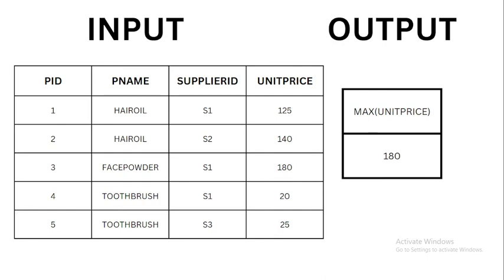Our output will look like this. You will have max unit price as your output column name, and you need to compare the values for unit price to find which is largest among all. Obviously 180 is the largest value among all the values inserted for the unit price of any individual product. So here it is 180 as the output.